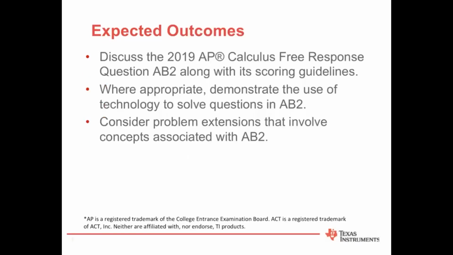And Vickie is going to discuss our expected outcomes. Okay, everyone. Well, hopefully you'll have a little better understanding of the scoring guidelines as Steve goes through those. We are, as he said, going to demonstrate some technology with both the TI-84 and the TI-Nspire, especially demonstrate what the students need to be able to do to solve, I think it's part C and D is where we would use most of our technology on this AB2, but also to look a little bit at some explorations that we could do. And then, of course, we have the problem extensions that we want to share with you.